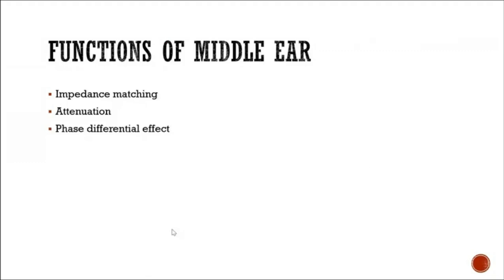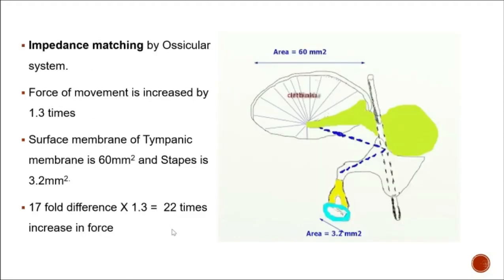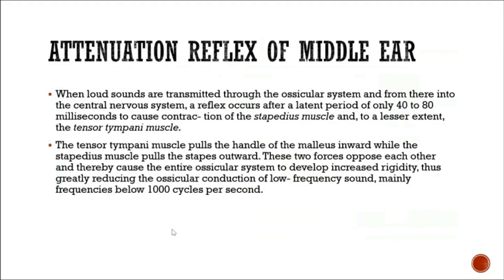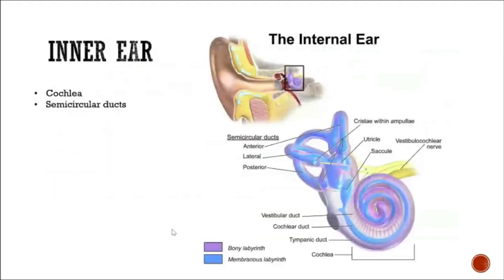So if we come to the functions of the middle ear, there were 3 functions. One is impedance matching. We have understood how this impedance matching is brought about because of the change in the surface area of the tympanic membrane and the oval window. Next is the lever function of your ossicular system. We have talked about the surface area, the force of movement, and the pressure change that we get to see. Then the other is the attenuation reflex, a protective reflex, and the phase differential effect.